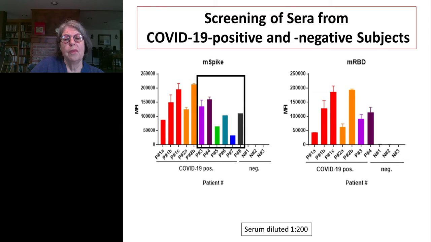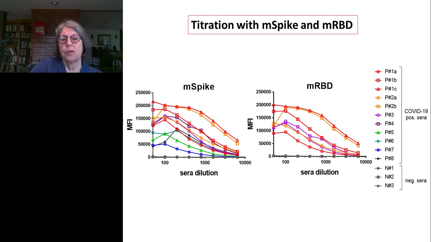We ran these 6 against spike, and then 2 of these 6 were run against the RBD, and showed similar results. Now, these are what we call the results from screening. We screen the sera at 1 to 200, and those specimens that are positive for RBD are titrated. What I want to show you in this slide are the titration results with the same specimens that I showed you in the screen in the previous slides.